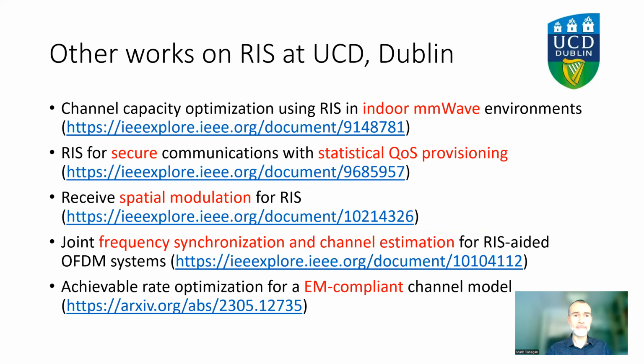So just to highlight a couple of other works I don't have time to talk about today, but there is much work in my group going on in the area of reconfigurable intelligent surfaces. We've looked at many problems, such as millimeter wave communications and channel capacity optimization for that setting, deploying RAS for secure communications, things like transmit and receive spatial modulation with an RAS, also topics such as channel estimation and corresponding frequency synchronization for RAS-aided OFDM, and also extension of these kinds of ideas I've talked about here towards an EM compliant channel model.